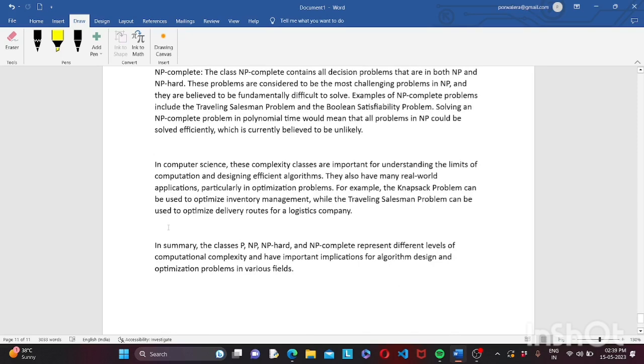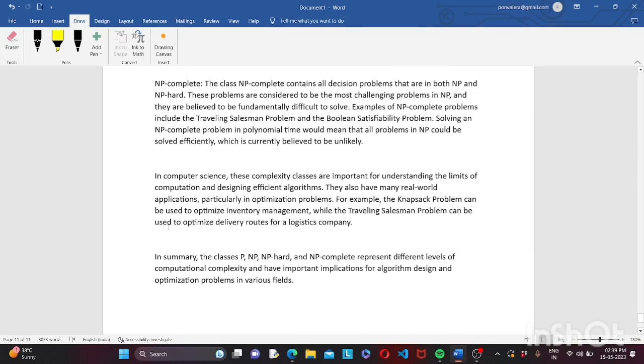The NP complete. The NP complete class contains all the decision problems that are in both NP and NP hard, and these problems are considered to be the most challenging problems in NP, and they are believed to be fundamentally difficult to solve. Examples of NP complete problems include the traveling salesperson problem and the Boolean satisfiability problem. Solving an NP complete problem in polynomial time would mean that all the problems in NP would be solved efficiently, which is currently believed to be unlikely.